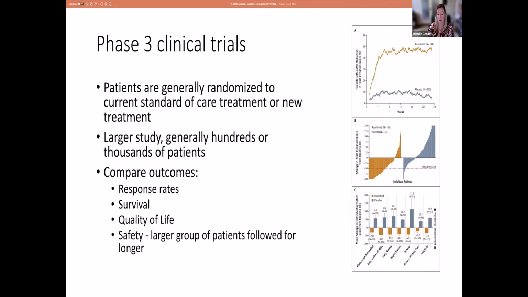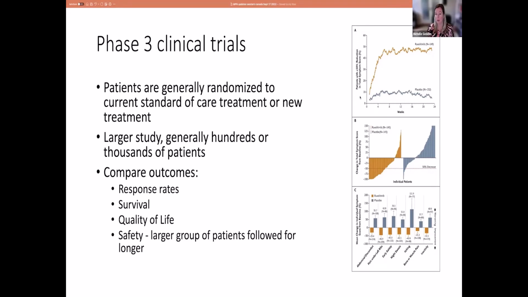We want people to live longer, and we want people to live better, as Dr. Rampal said earlier. And finally, also safety. These are larger groups of patients followed for longer, always being monitored for any adverse effects that could come out. Anything that happens on these trials is recorded. That's why when you see the Viagra commercials, they have 100 different side effects listed, because anything that happens in these trials is listed as a potential side effect.